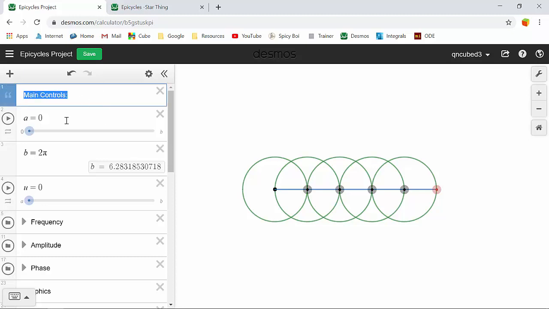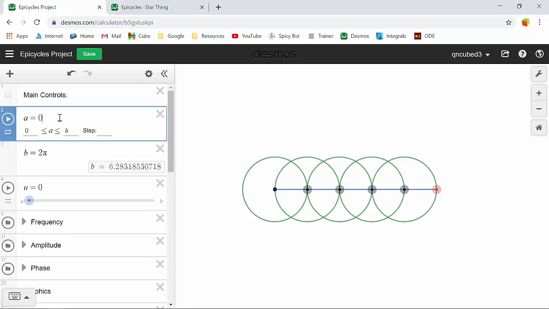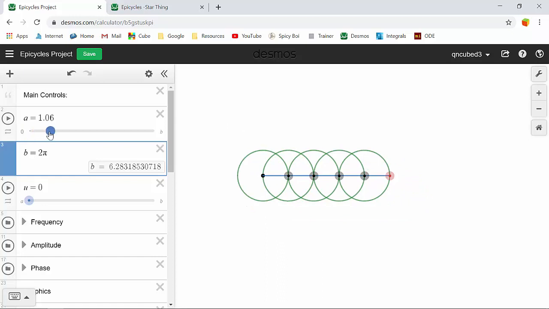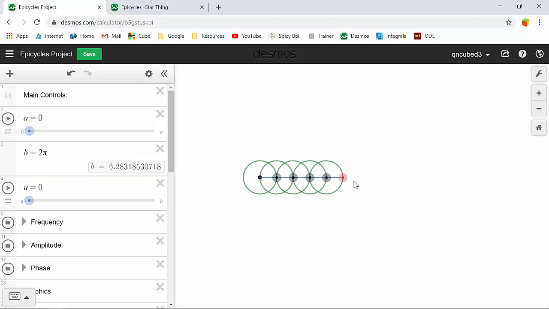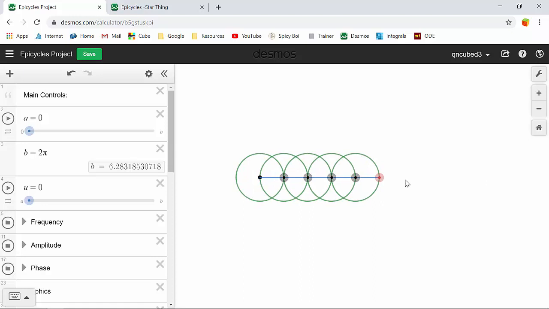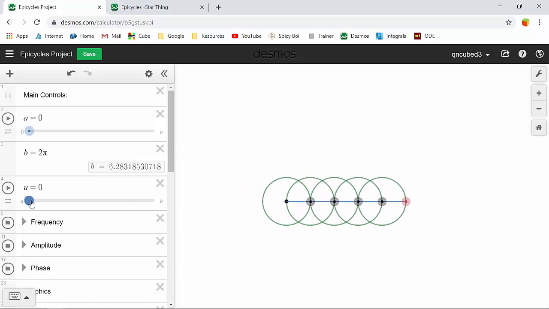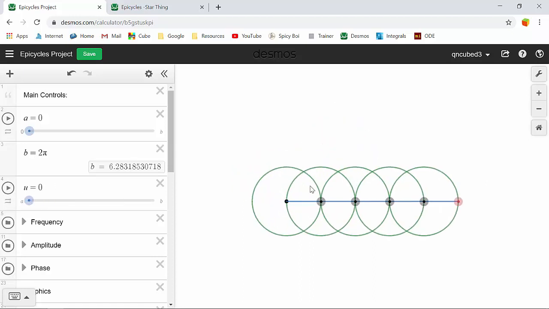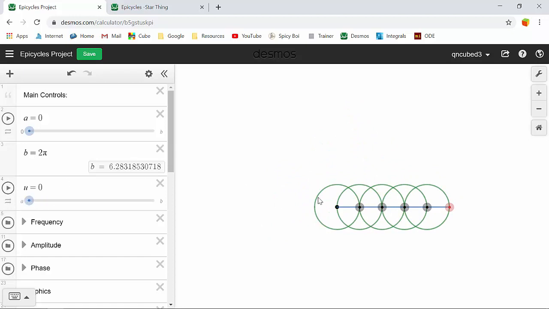So we have the main controls first of all. We have A, B, and U. A and B are just the endpoints, where it starts and where this thing ends. I've set the endpoint to 2 pi by default. Then we have the U right here, and this U is the thing that controls this whole thing. It's kind of like the time. Everything you see right here is parametrized by this U, so everything's controlled by this U.